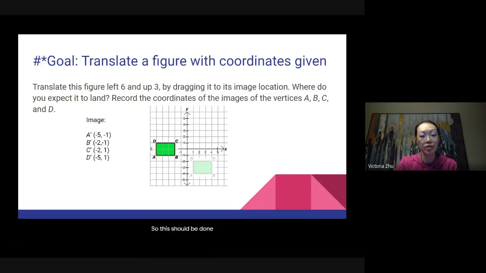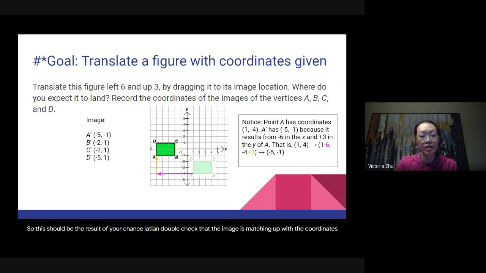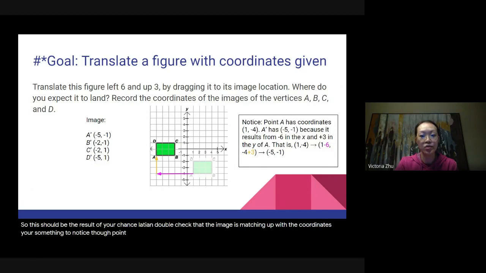So this should be the result of your translation. Double check that the image is matching up with the coordinates. There's something to notice though. Point A has coordinates 1, -4.